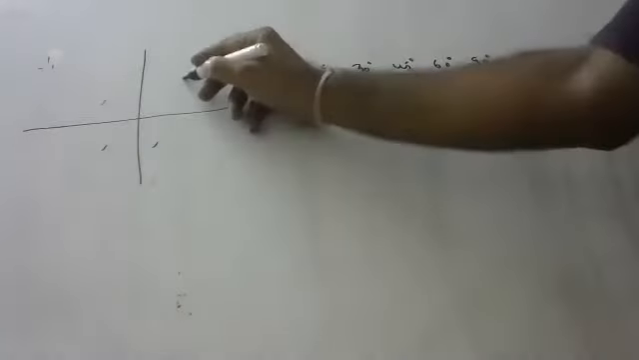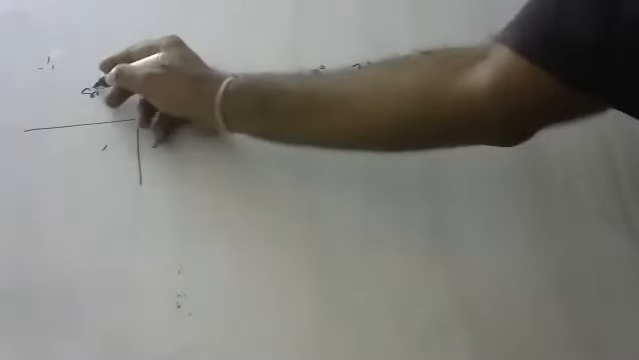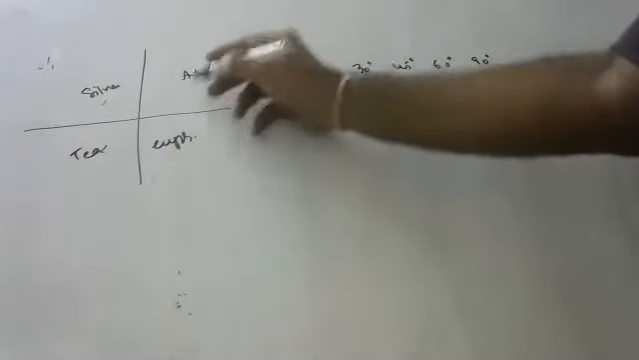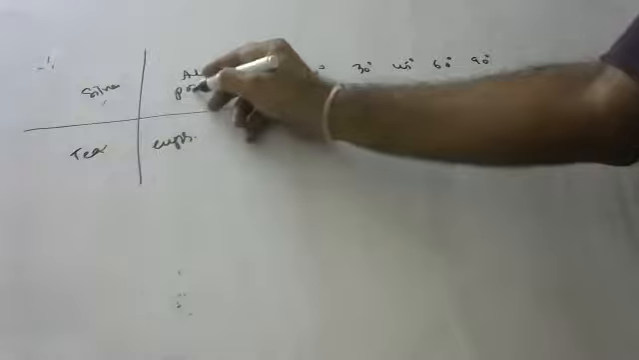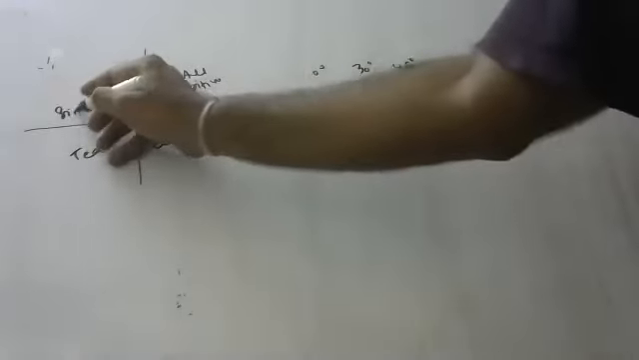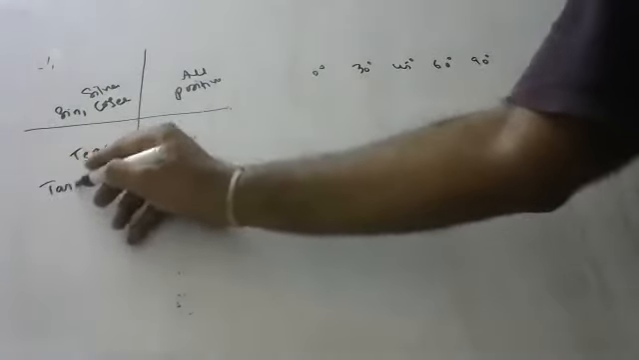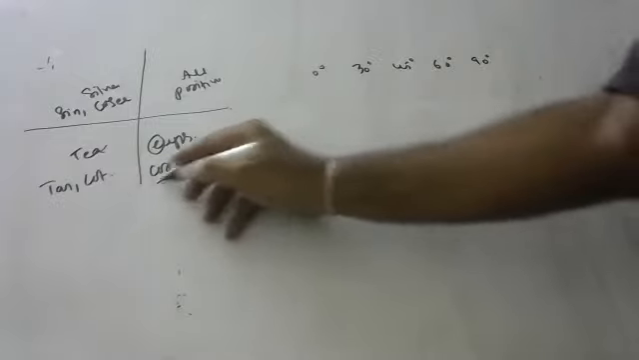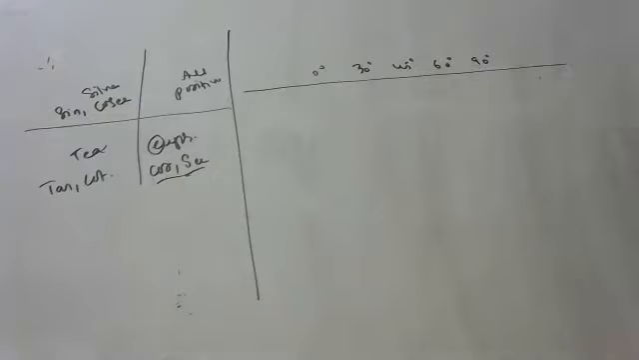Okay, children, yesterday I was telling you about "All Silver Tea Cups." All means here all trigonometric ratios are positive. Silver means sine and its inverse, cosecant, are positive. Tea means tan and cot are positive. Cups means cos and secant are positive. Just remember this, children.